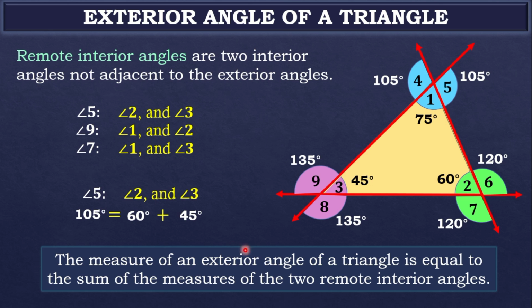So, the measure of an exterior angle is always equal to the sum of the measures of its two remote interior angles. So, lagi pong ganon. So, let us check. Halimbawa, si angle 9. Ang angle 9 mo is 135. So, dapat yung angle 1 at 2, yung remote interior niya, 135. So, 75 plus 60, 135. And then for angle 7, 120. So ito po yung dalawang remote interior niya. So 75 plus 45, this is 120.